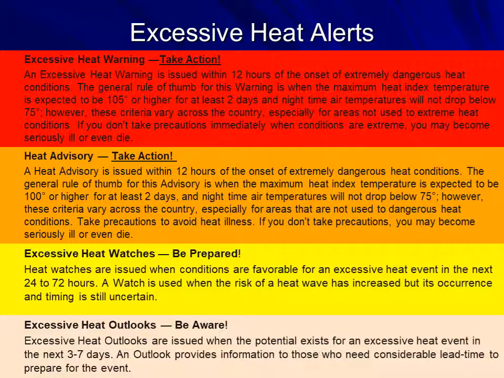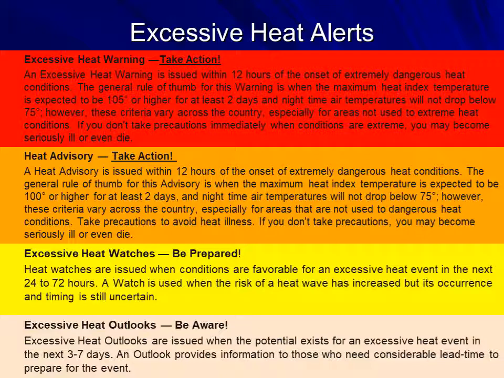This graphic shows the National Weather Service definitions for excessive heat alerts. They are color-coded to show severity with excessive heat warnings and heat advisories requiring immediate action. The excessive heat warning and heat advisory are issued 12 hours in advance of extremely dangerous heat conditions.